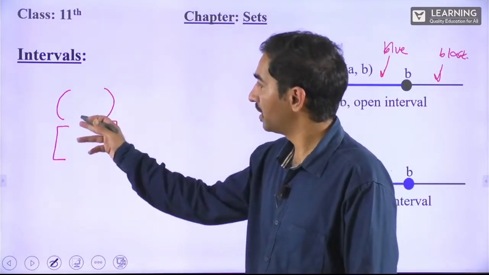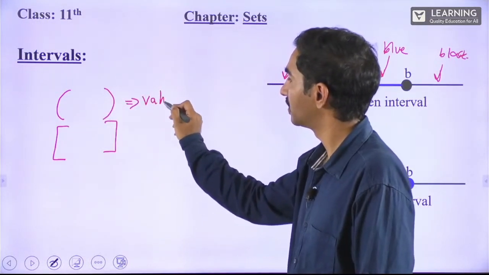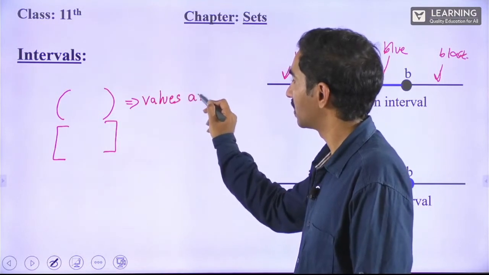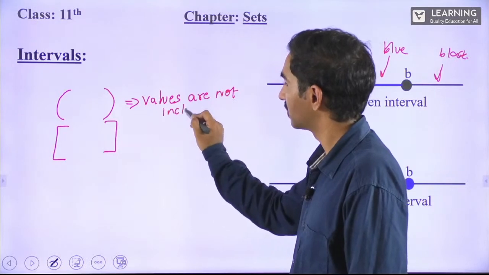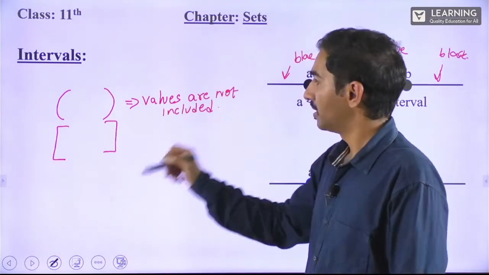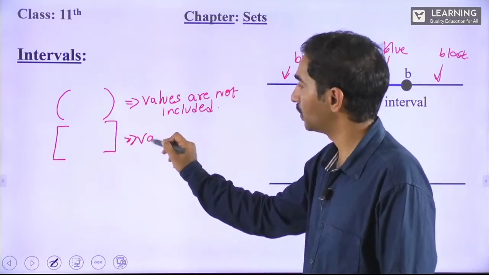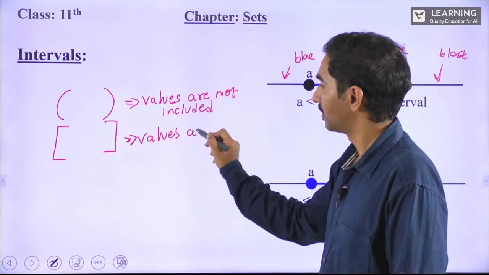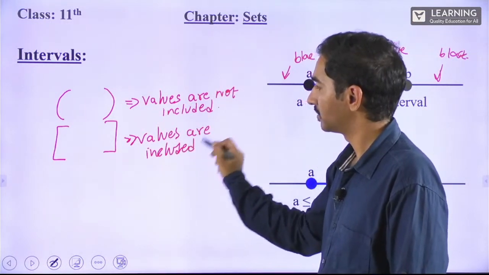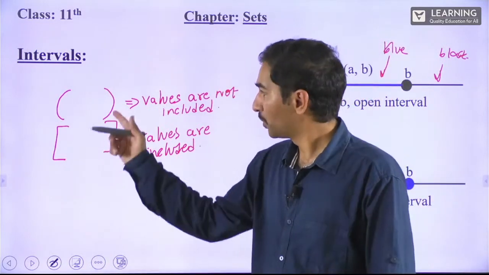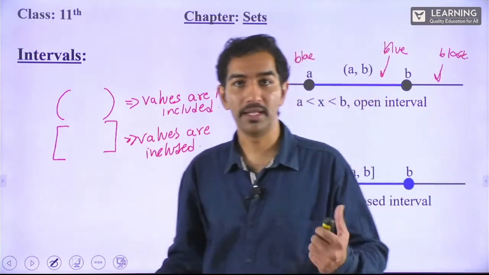What does open interval mean? It means values are not included. I'll explain it to you, students. And what does the closed interval mean? This means values are included. I'll explain both of them. You can just make a note of this. Now we'll go to the left side of the board.